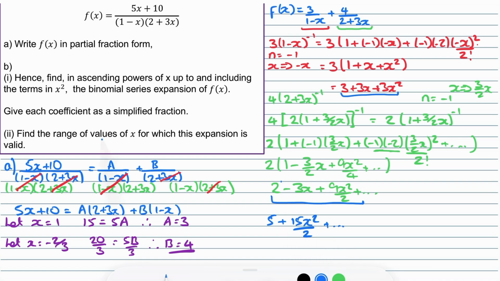And for part 2, find the range of values for x for which the expansion is valid. Well, the expansion is valid when the modulus of the x term is less than 1. Our x terms are the negative x and the 3 over 2 x. So the modulus of negative x being less than 1 is the same as the modulus of x being less than 1, and the modulus of 3x over 2 being less than 1, we can rearrange this, so the modulus of x must be less than 2/3. So this is when the expansion is valid, when the modulus of x is less than 2/3. Okay?